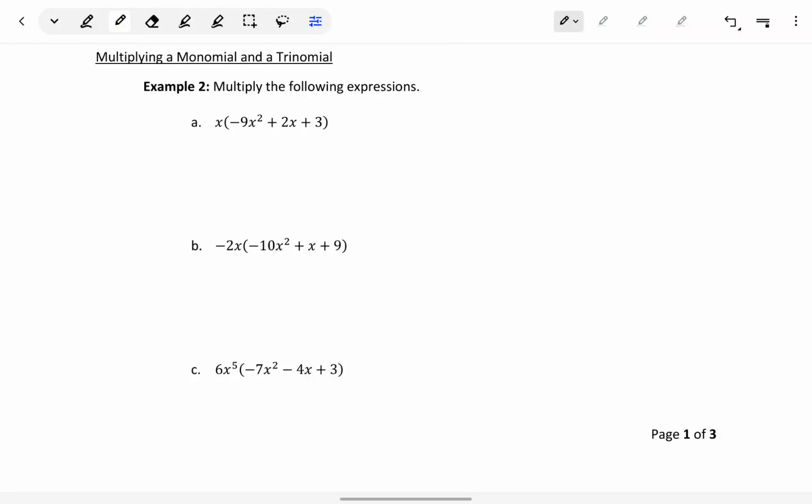In example 2, we want to multiply a monomial by a trinomial. So that is, in each of these cases, we have a polynomial with a single term being multiplied by a polynomial with 3 terms. In cases like this, what we'll need to do is take that monomial out front and distribute it through each term of the trinomial.